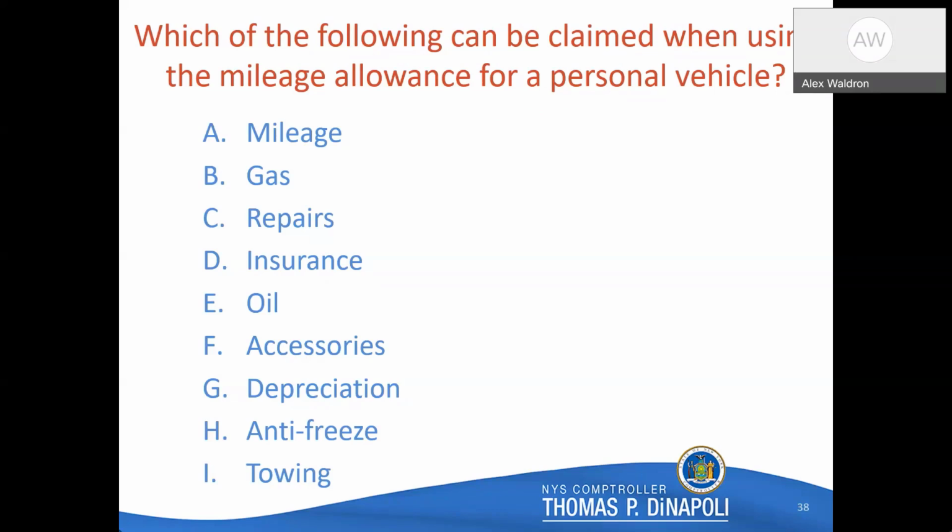So charges for gasoline, oil, accessories, repairs, depreciation, antifreeze, towing, insurance, and all other expenditures are not allowed. And these are considered operational costs and are covered in the mileage allowance. So the mileage allowance also covers the portion of insurance attributable to the use of the vehicle for state business, so you may not claim reimbursement for any extra insurance as well.